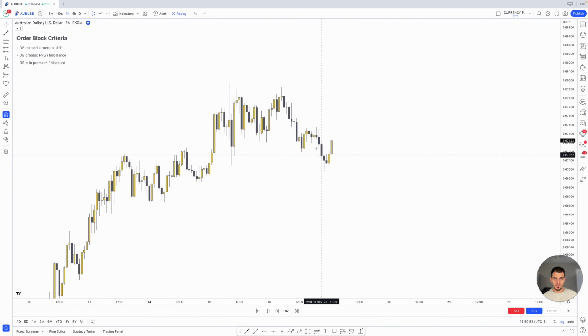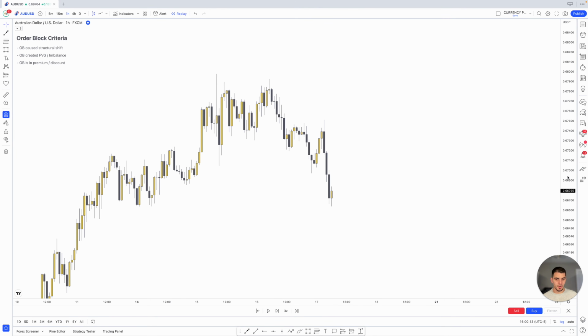So so far we don't see any imbalance. We do see structural shifts, right? So there's certainly order blocks there, but there's no imbalance. So that doesn't make me interested in any trading opportunities just yet. So I'm going to play price forward and see how this develops and see if there's something I'd like to get involved in.